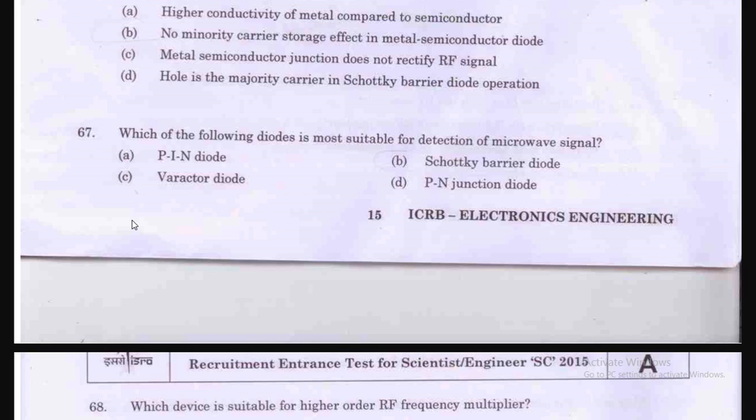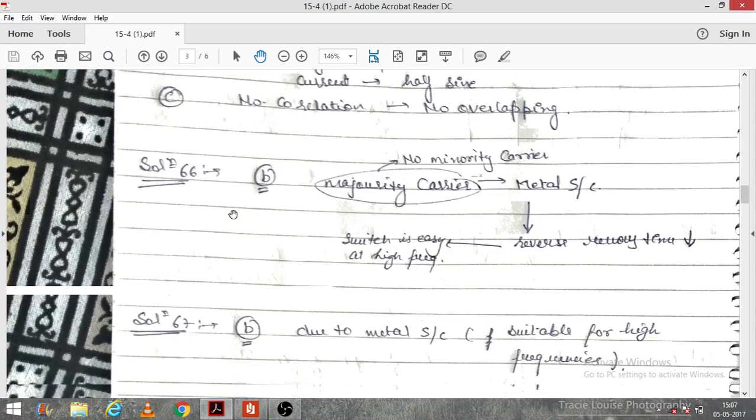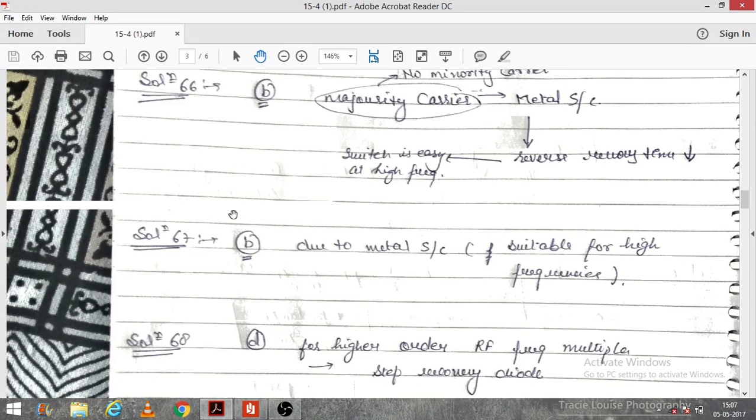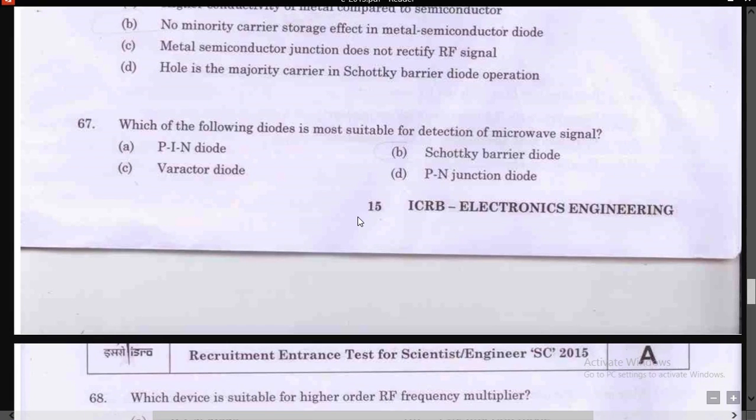We know that microwave signals have very high frequency, so a normal PN junction and a varactor diode, all these are not working here. So the Schottky diode, the barrier diode, is the best option available here. As you know, its reverse recovery time is less, so it can act as a switch, right? So it is very suitable for high frequencies.